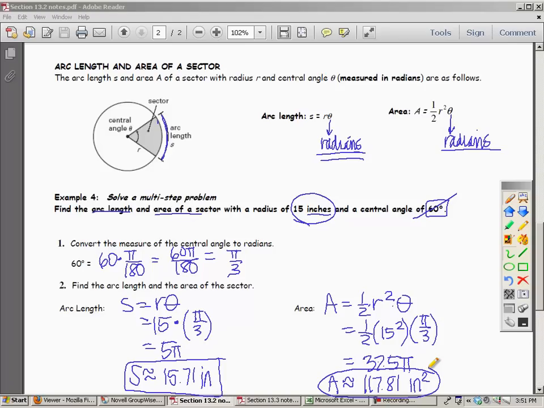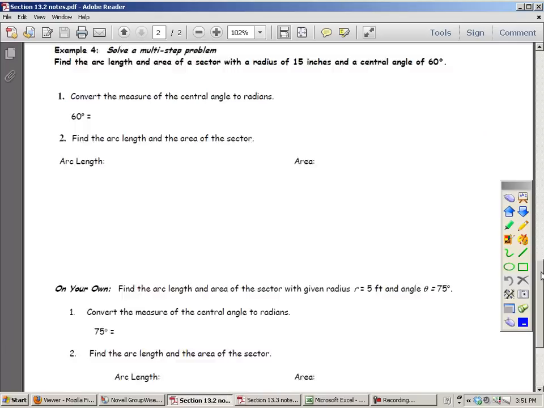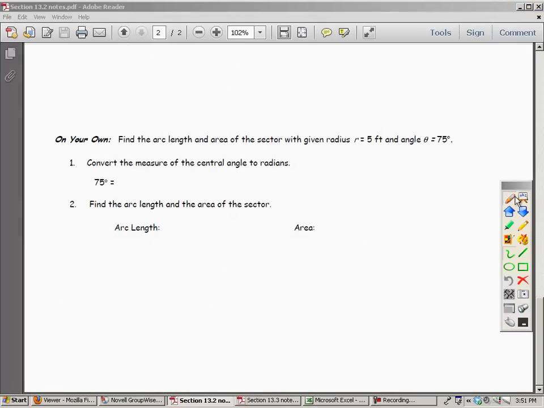Okay, so again, as we're looking at it, this is the idea. What I want you to do, though, is look at the bottom. There is one more question, and you'll notice it starts off with on your own. You want the notes points, we're going to finish this.